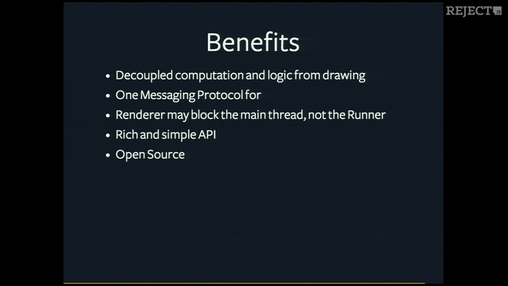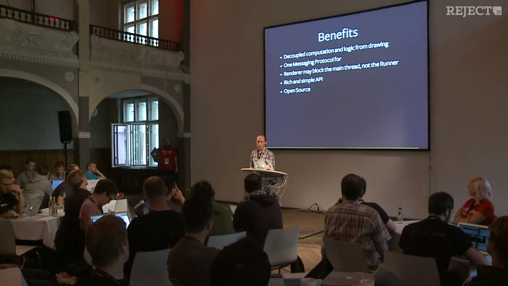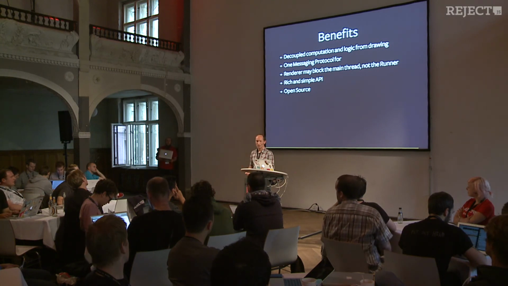The renderer may block the main thread, but it is not supposed to block the runner when you run your movie in a worker, for example. That can happen for different reasons, for example, a lot of events: mouse events, touch events, whatever events. It's a rich and simple API because we have been forced to support the minimum API to render all the Flash movies. And it's open source, so you can see the code and change it. You can also see the tests, which are the spec.